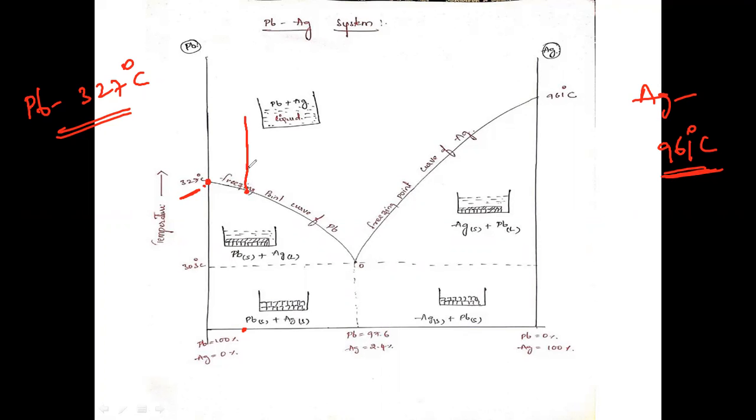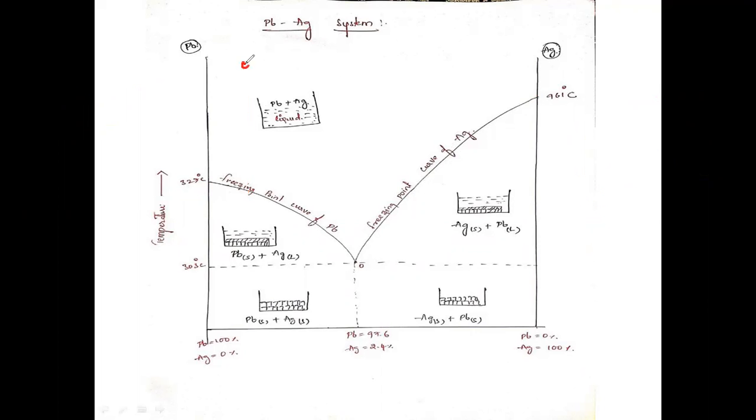So silver must be dissolved here. Silver must be converted into the liquid phase here. When you increase the temperature and it crosses 961 degrees Celsius, you will get the liquid composition of silver. So in this particular region, you will get lead and silver both in liquid form.